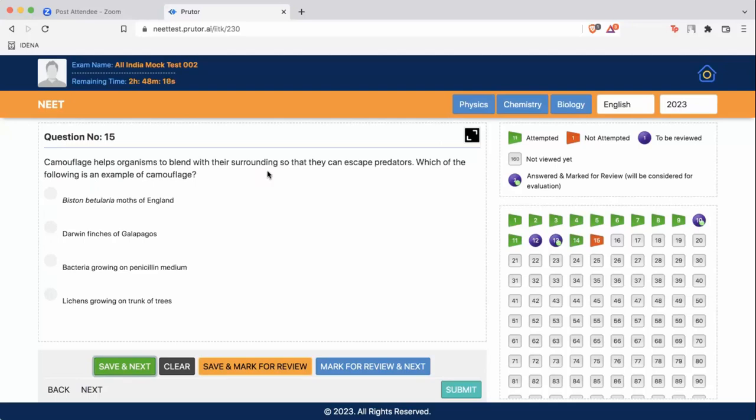Camouflage helps organisms blend in with their surroundings so they can escape predators. Which is the final example of camouflage?